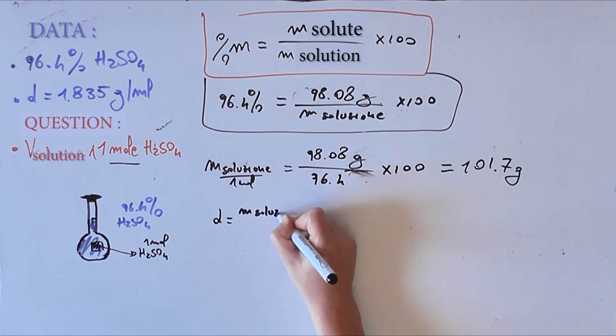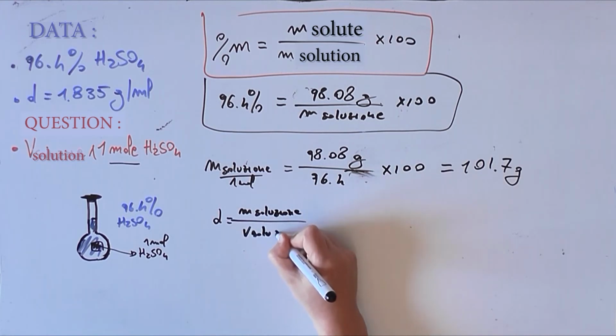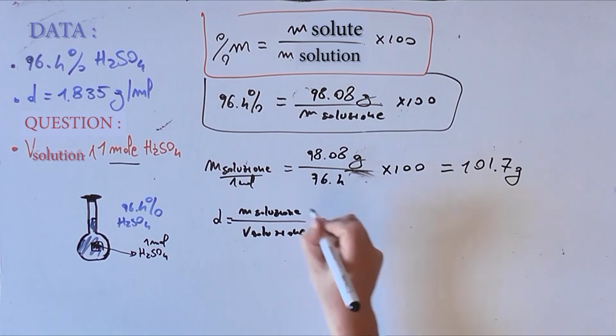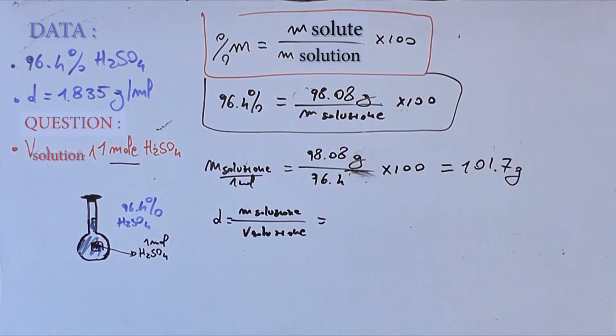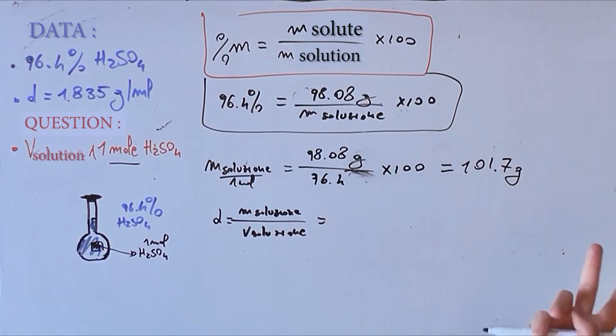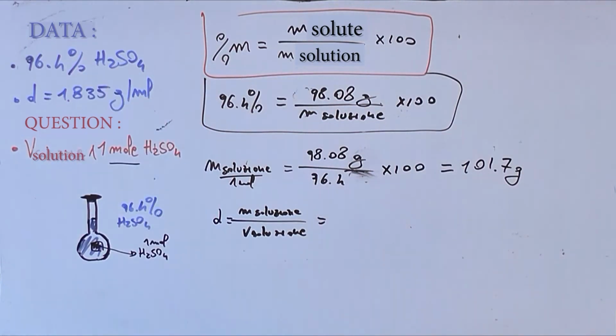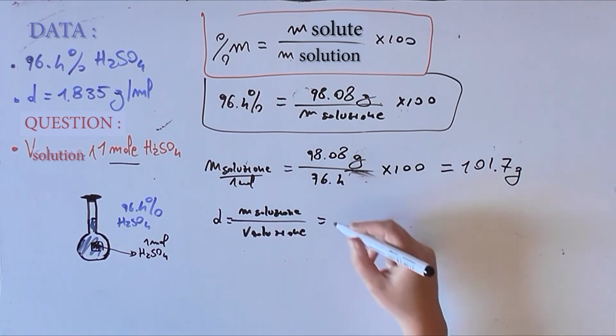So now, thanks to the concept of density, we can go on and calculate the last data. So density is again mass of solution divided by volume of solution. So the problem is giving us the density of the solution, not the density of pure sulfuric acid. We didn't need the density of pure sulfuric acid. It wouldn't be useful. But we need the density of the solution. So pay attention also to this.